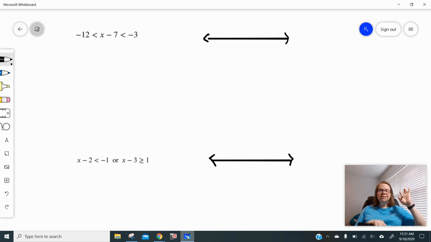Compound inequalities can be confusing because you don't just have one thing, you've got two, and sometimes x is in the middle, and sometimes there's like two things going on, and there's an "or," and it's confusing. So let's look at it.